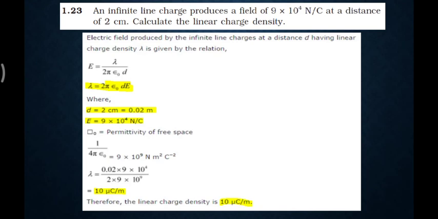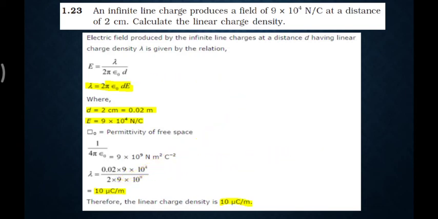d is 2 centimeter, which is 0.02 meter. Then lambda is equal to, without wasting time, directly put the values: pi is 3.14, epsilon 0 is 8.854 into 10 to the power minus 12, d is 0.02, and E is equal to 9 into 10 to the power 4. You will get this answer.